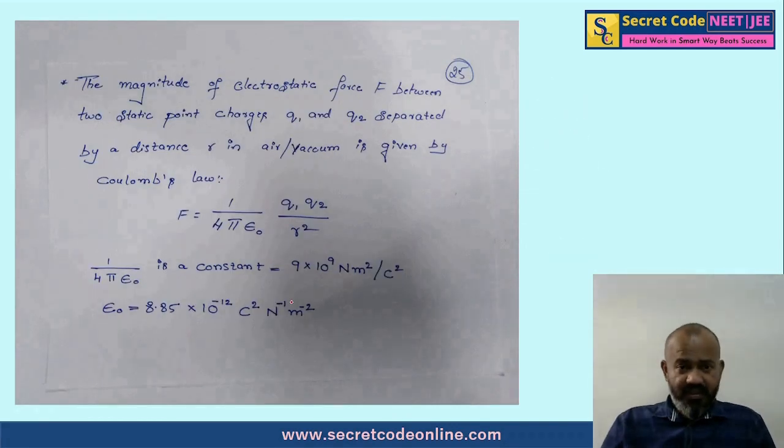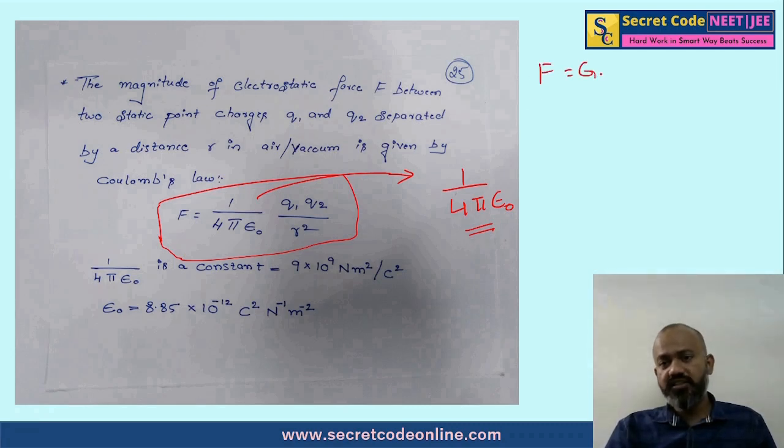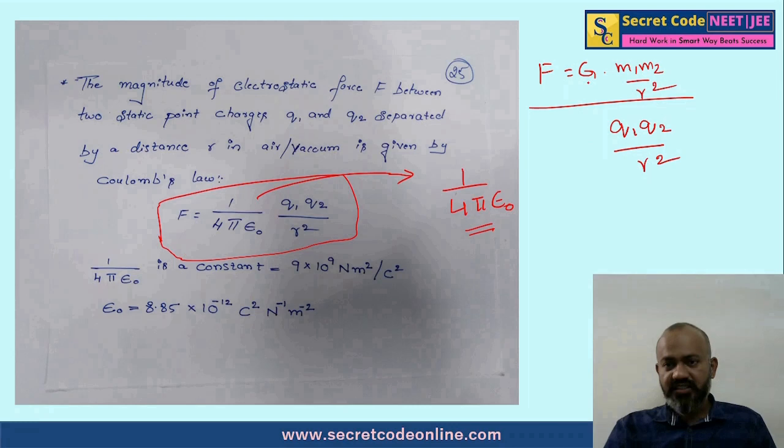The next one, the force in electromagnetic force is given by this one. This is known as Coulomb's constant, 1 by 4 pi epsilon naught. In the previous gravitational force, what we did was F is equal to G into m1 m2 by r square. In gravitational it is masses, but here it is charges q1 q2 and r square. Instead of G, here it is the Coulomb constant, 4 pi epsilon naught.